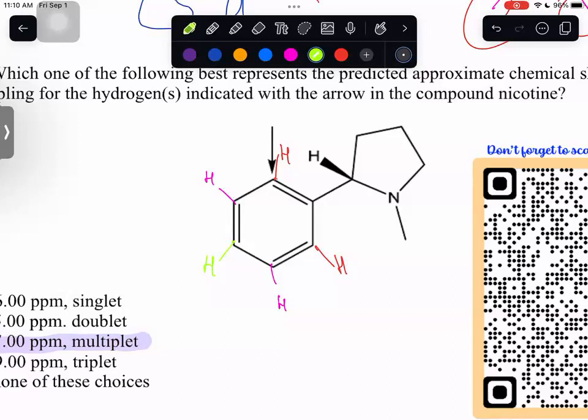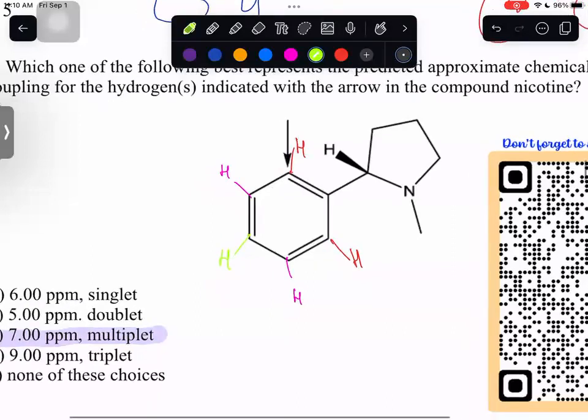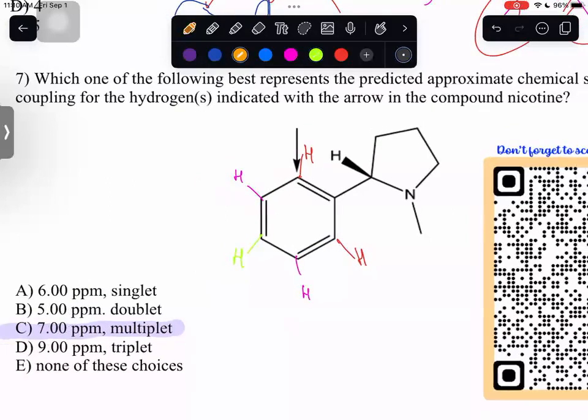Okay, so what do you think? What would this signal be? It would be a multiplet. But how many spikes? The multiplet is just going to be a cluster. There's not a specific number. Yes, there's not a specific number. Got it.